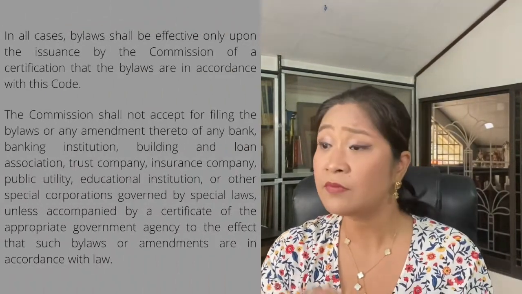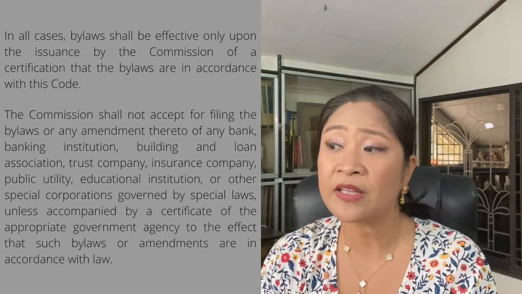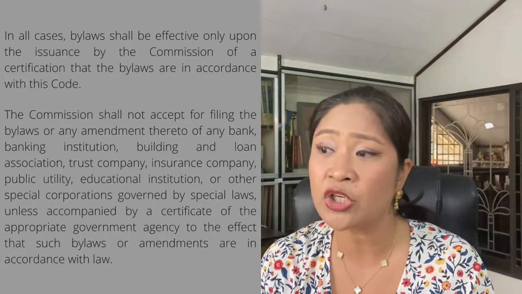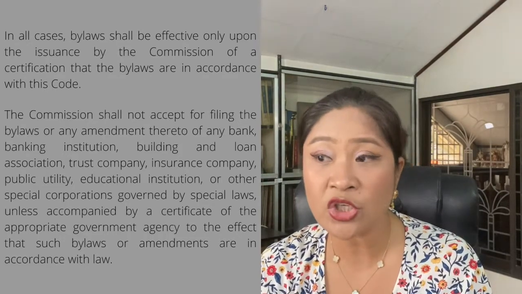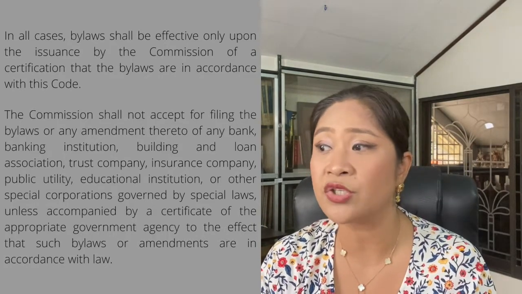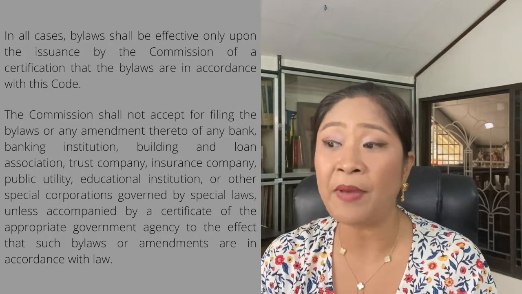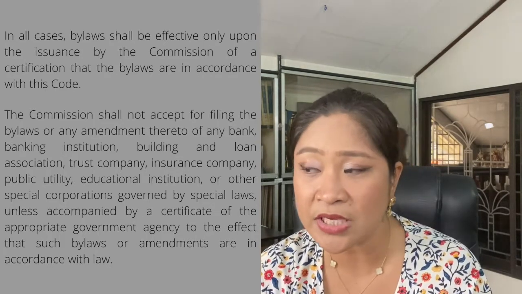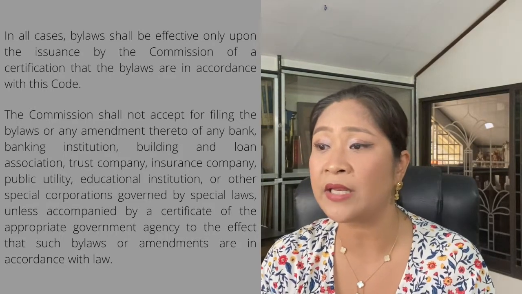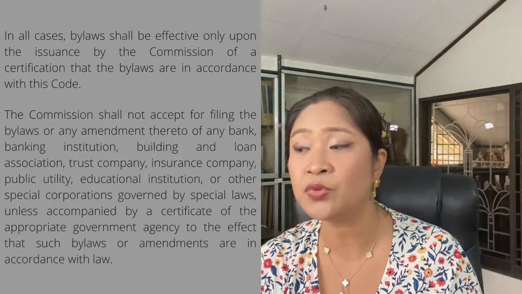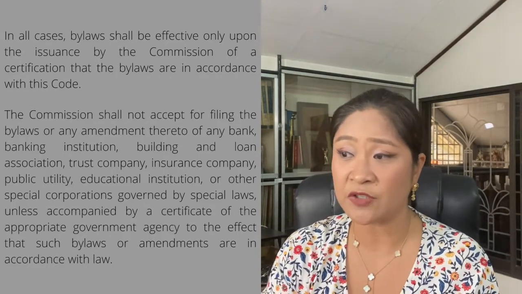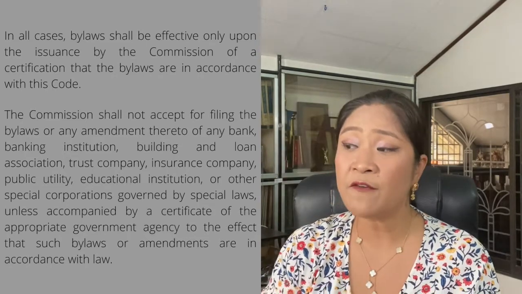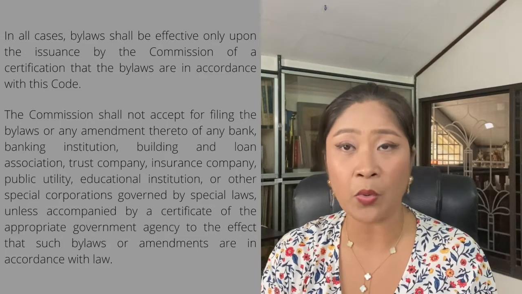It says, in all cases, bylaws shall be effective only upon the issuance by the Commission of a certification that the bylaws are in accordance with this code. The Commission shall not accept for filing the bylaws or any amendment thereto of any bank, banking institution, building and loan association, trust company, insurance company, public utility, educational institution, or other special corporations governed by special laws, unless accompanied by a certificate of the appropriate government agency to the effect that such bylaws or amendments are in accordance with law. So what does that tell you?